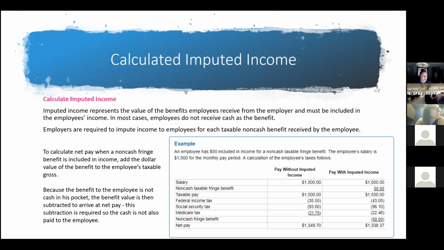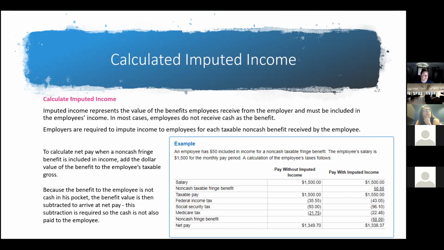Imputed income. Imputed income represents the value of the benefits employees receive from the employer and must be included in the employee's income. In most cases, employees do not receive cash as a benefit. Employers are required to impute income to employees for each taxable non-cash benefit received by the employee. So this is like the Appleton Clinic example that I was talking about. To calculate net pay when a non-cash fringe benefit is included in income, you must add the dollar value of the benefit to the employee's taxable gross and then calculate the taxes.